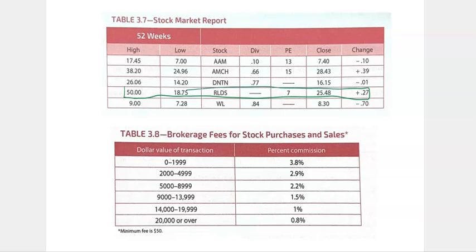Okay, the RLDS stock. We want to know how much it cost us to purchase 500 shares of this stock at the highest price in the last year, and that would be $50. But we also have to include the brokerage fee, so we're also going to come back here and look at table 3.8 to figure out how much that is too.